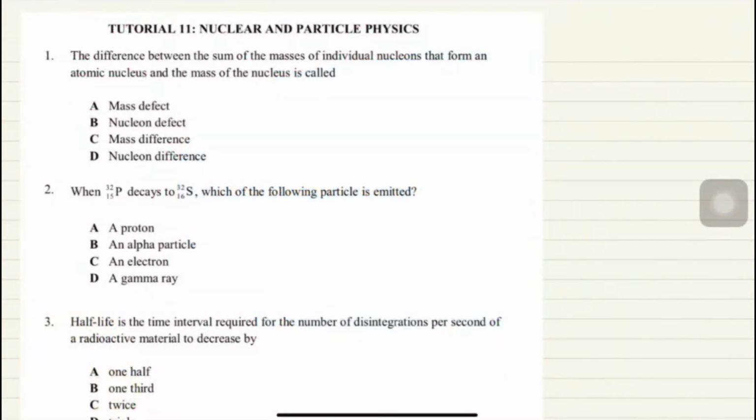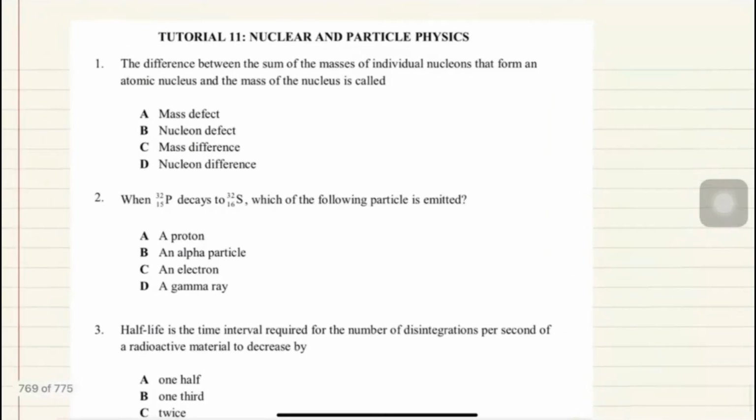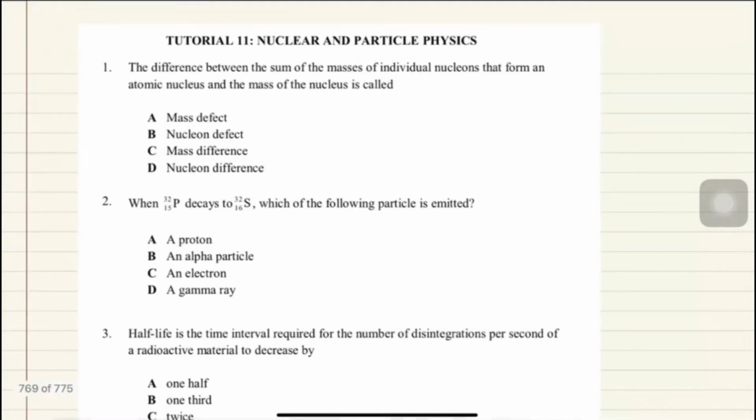Okay, this one is tutorial 11, nuclear and particle physics. We start with objective question. The difference between the sum of masses of individual nucleons.